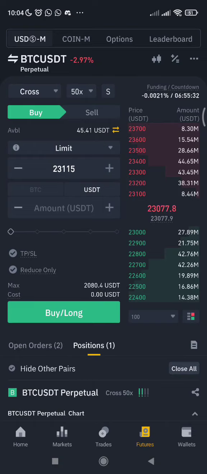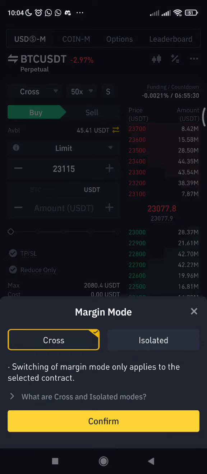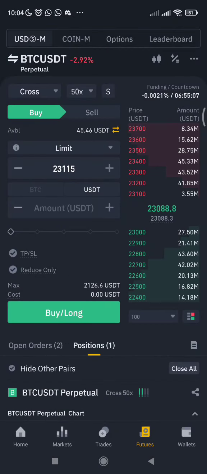Also, some signals tell you what leverage and what margin mode to use. If you are a newbie, you have to follow that signal, because the signal is analyzed based on the cross to be used. So take note of that too, and your leverage. All right, these are the important things you should note when entering a futures position.